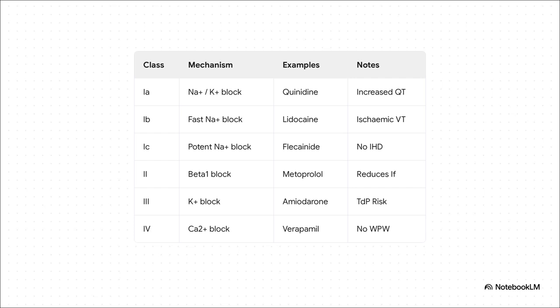Class 4 are the calcium channel blockers, like verapamil and diltiazem. For the exam, note their strict WPW contraindication. They must never, ever be used in Wolff-Parkinson-White syndrome.